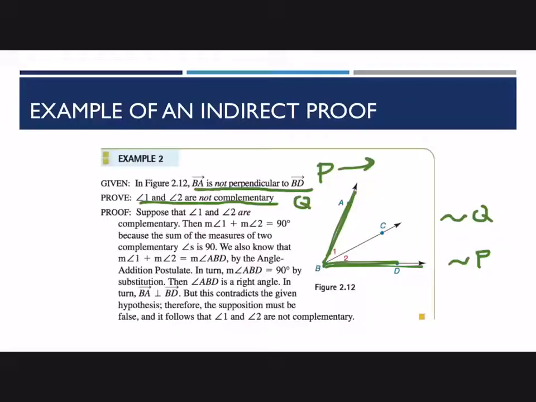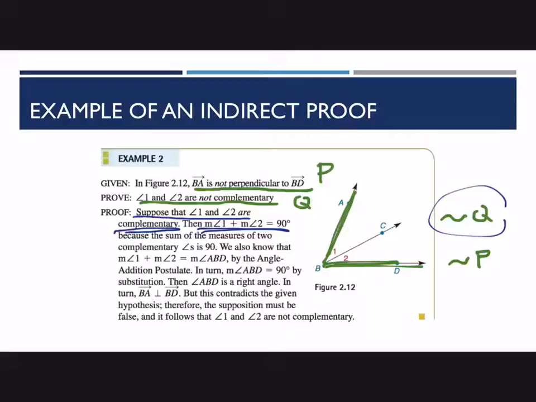However, if we go about this indirectly and assume not Q, let's take a look at what not Q is. Q is that 1 and 2 are not complementary. So let's say we start by assuming that they are complementary. Then we have some stuff to work with because we know the definition of complementary. That means the angles add up to 90, and then we can work from there to talk about 90-degree angles and right angles and then perpendicular lines and things like that.